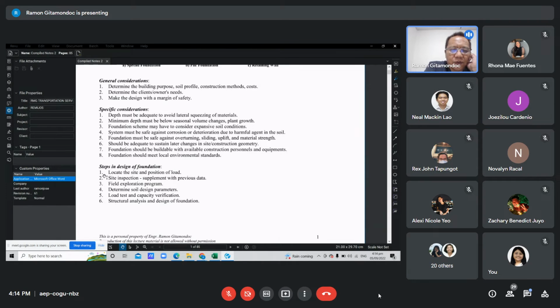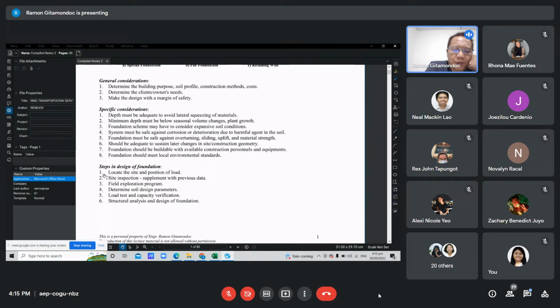Then third, we do the field exploration program. This is the soil investigation. The purpose is to determine the property of the soil on which the building is to be constructed. Equipment will drill at the site and record the number of blows per, for example, per inch of penetration. Then the equipment will also retrieve soil samples at different layers.